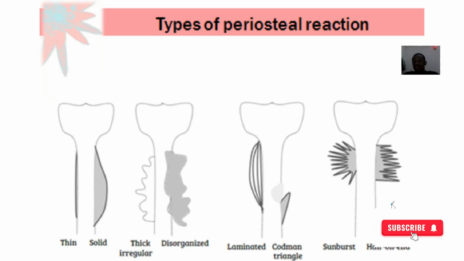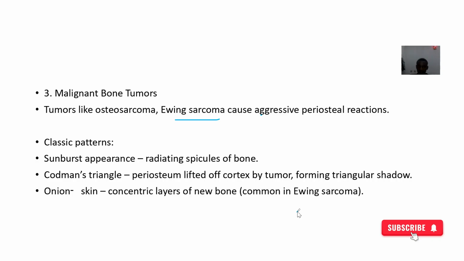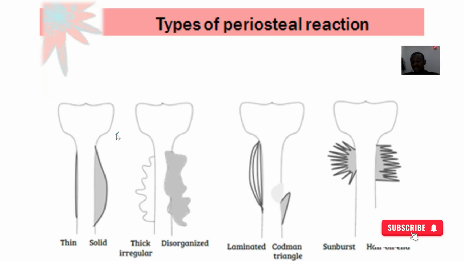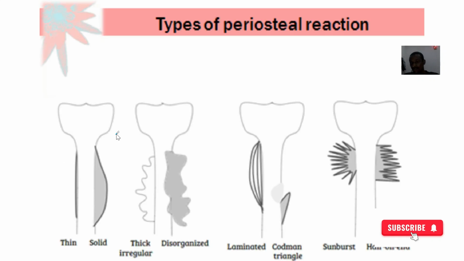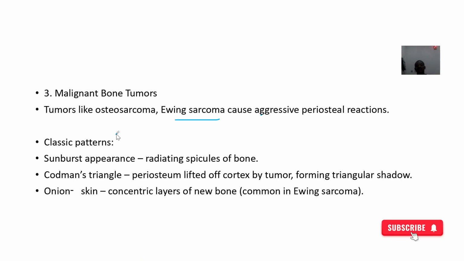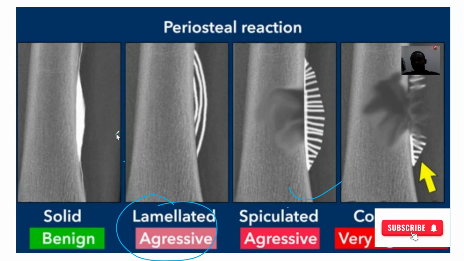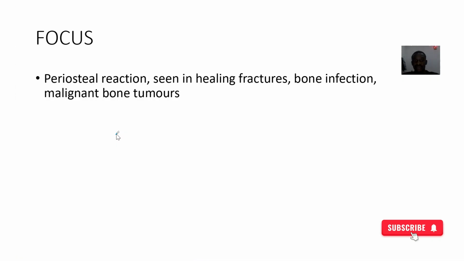You have the sunburst. This one is trying to show you different ones. They have the hair on end. So the classic patterns of the aggressive ones are the sunburst, Codman's triangle, and onion skin. So that's what we have. And these are basically the different types of periosteal reactions seen in all these conditions.